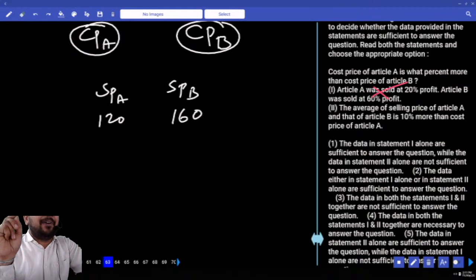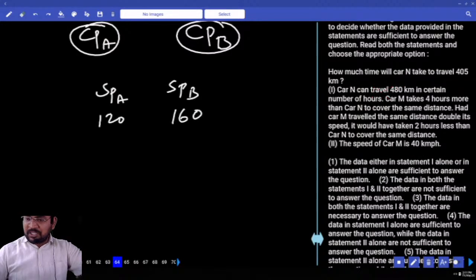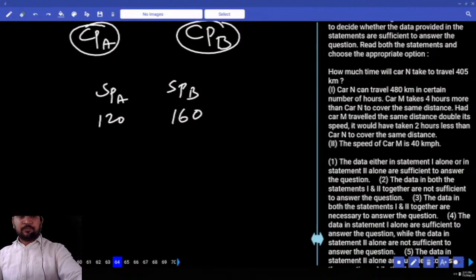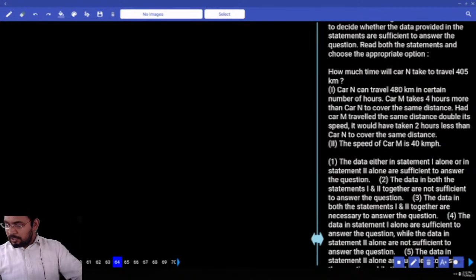So that is the reason whenever they ask data sufficiency questions in the exam, don't leave those questions. If you know the concept very well, it's very easy to attempt. Are you clear? Shall I go for the next question? What is the question number? 64. Now, look at 64.